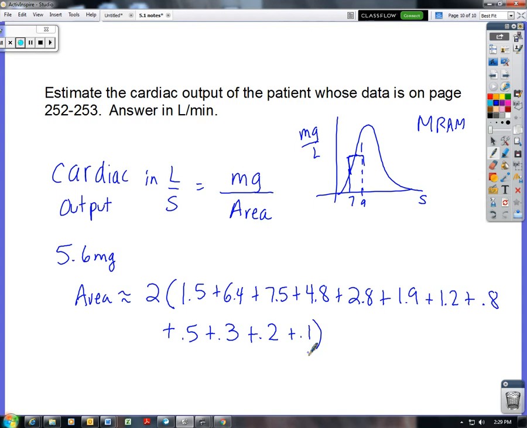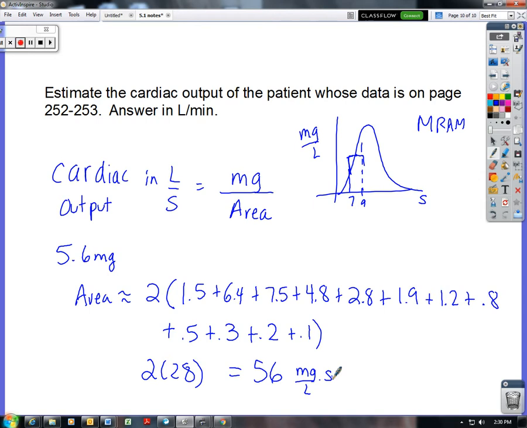When you add all those up, you should get 28 for the sum. So you're going to have 2 times 28, which is 56. And the units are milligrams per liter times seconds. And that's the area. When the book did it, they got 55.2, so we're pretty close. But that is not the cardiac output. The cardiac output is the milligrams divided by the area.